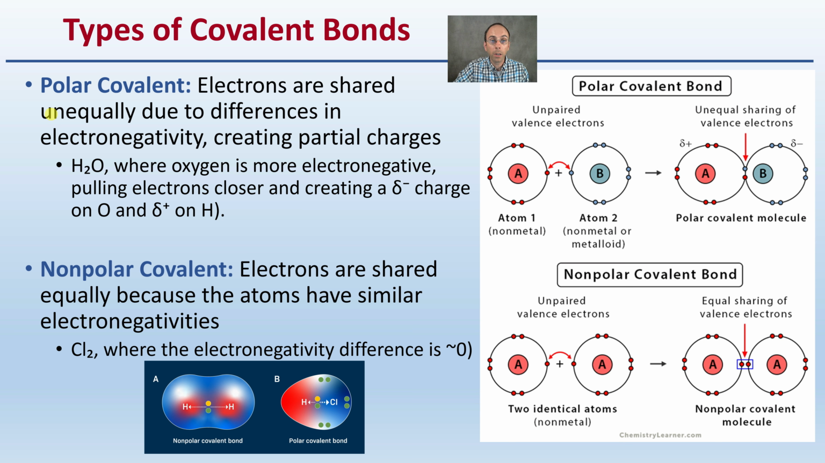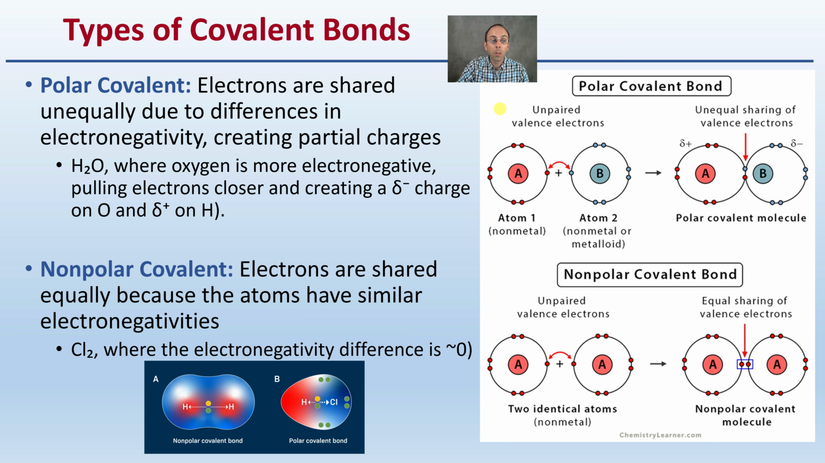Polar covalent bonds, our electrons are shared unequally due to differences in electronegativity, creating a partial charge. We see that particularly with water, where oxygen is more electronegative, pulling the electrons closer to it. It's a bigger molecule, creating a partial negative charge on the oxygen, and as a result, a partial positive charge on the hydrogen. And we can see that right here. We're pulling those electrons in. We're getting that bigger molecule, again, cramming those electrons closer to it, creating more of a negative charge. As a result, the electrons a little bit more stolen from it, unequal sharing, we have a slight positive there.